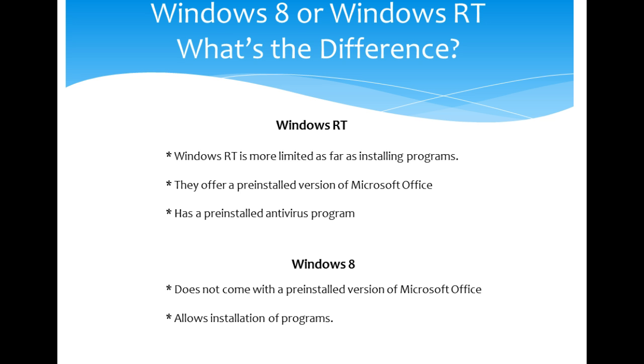Now when it comes to Windows 8, that one does not come with a pre-installed version of Microsoft Office, so you're going to have to subscribe or purchase a copy if you need one. But on the plus side, it allows installation of programs. So if you do have that software that you want to install, you can go ahead and go with Windows 8.